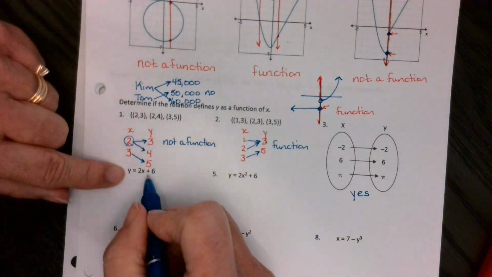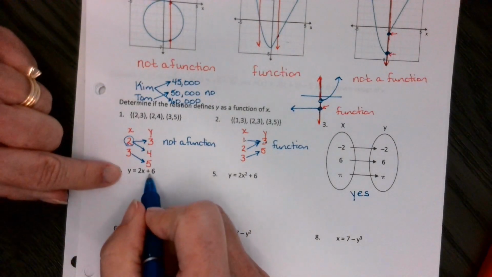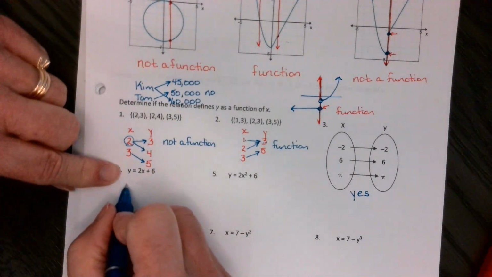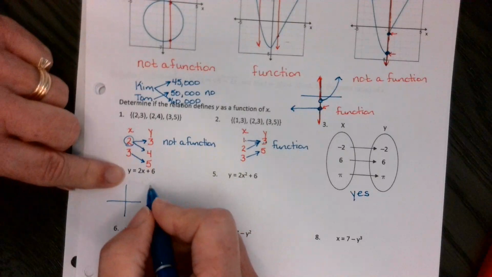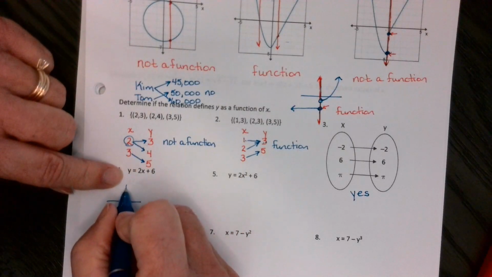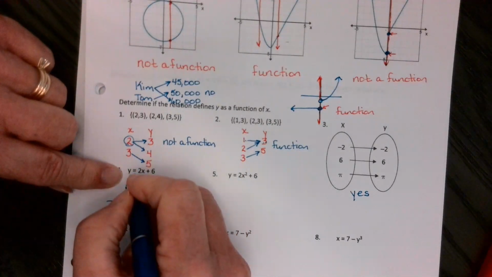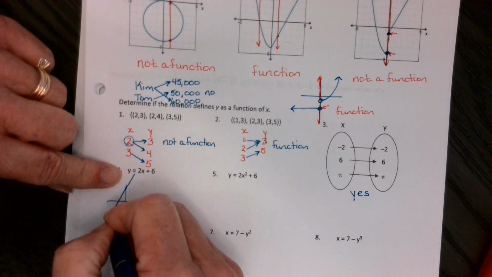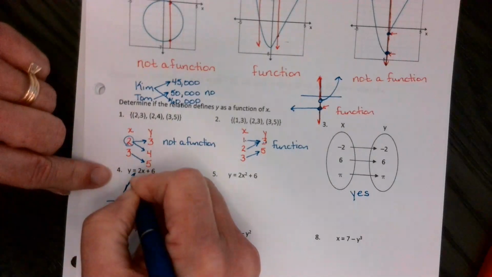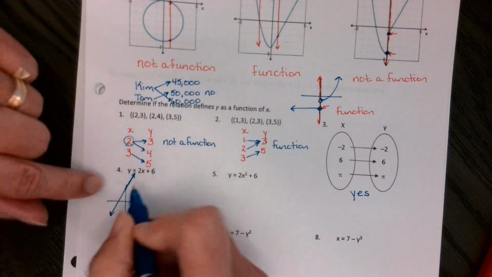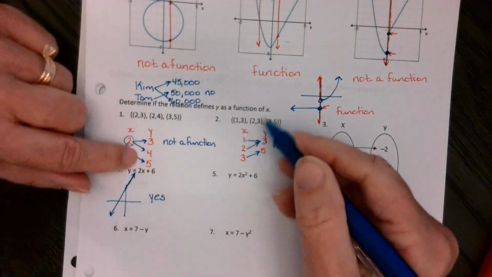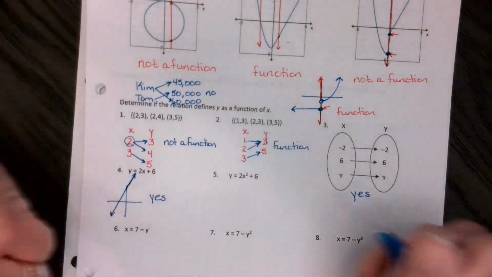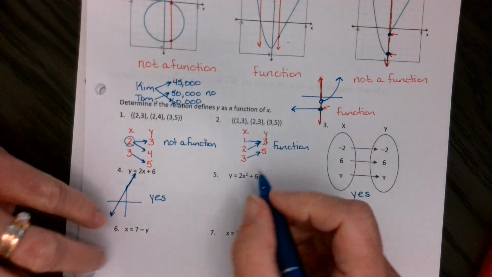Right here, you can actually graph this, okay? And it would look something like this. It would be a line. It's linear. I know that because it has an x. This is a function. I can do the vertical line test. Now you can graph these points also, and you'd find out they weren't a function.